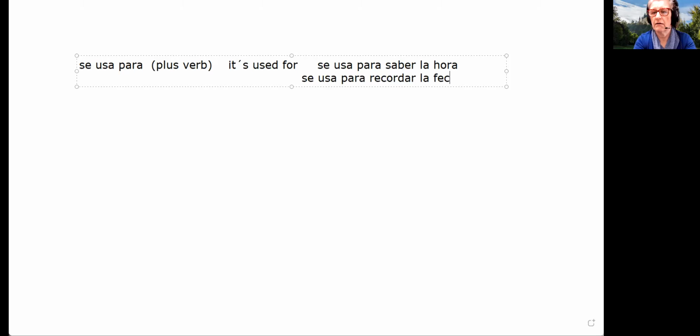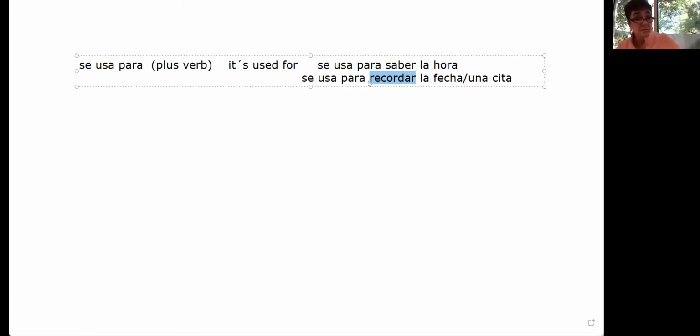La fecha, or una cita, which would mean you use it for remembering a date or an appointment. Se usa para recordar, but notice what we do. Se usa para. Whenever we use an action after para, we keep it in an infinitive.